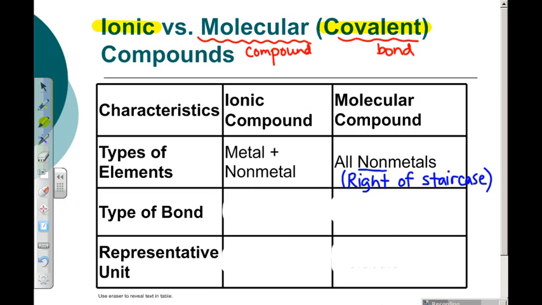The type of bond that we would fill in here should be pretty evident. In an ionic compound, it uses ionic bonds. In a molecular compound, it uses covalent bonds. The final section of this chart sounds a little funny. A representative unit is the smallest piece of that type of substance. For a molecular compound, the smallest piece you can get of water, for example, is a molecule.